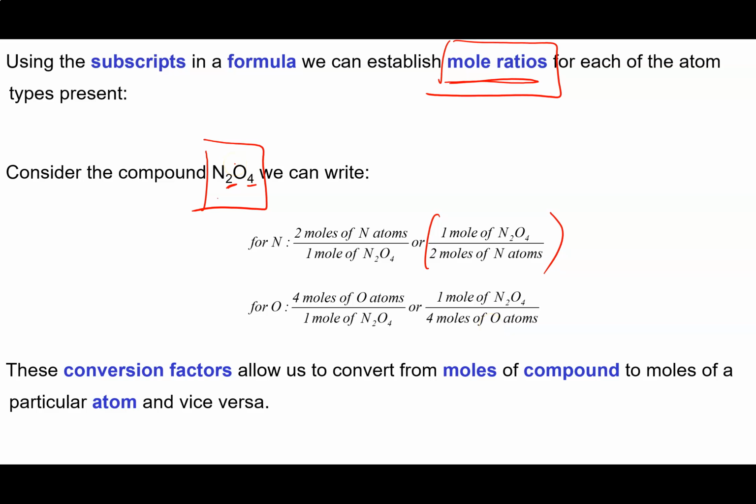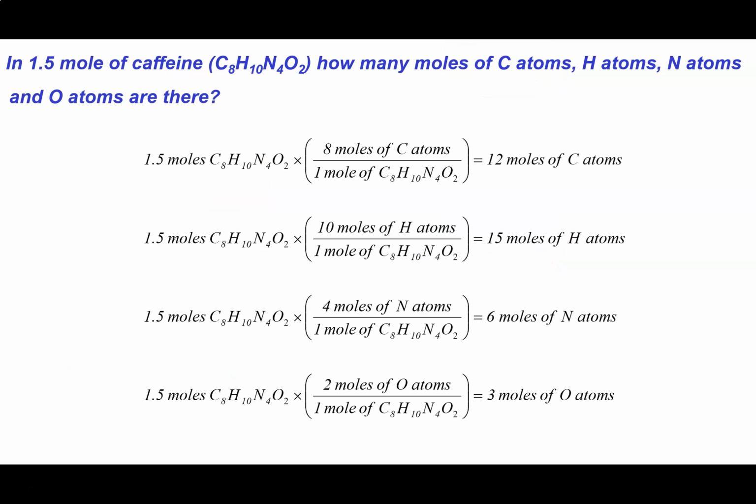Similarly for oxygen, instead of saying that we have 4 oxygen atoms for every 1 molecule of N2O4, we will now say that we have 4 moles of oxygen atoms for every 1 mole of N2O4 molecules. Or again, if we wanted to convert something else, we could do it the other way up. So we can now establish what we call mole ratios instead of just atoms to molecule ratios. And we can do all the same things that we were doing before we knew about the concept of moles.